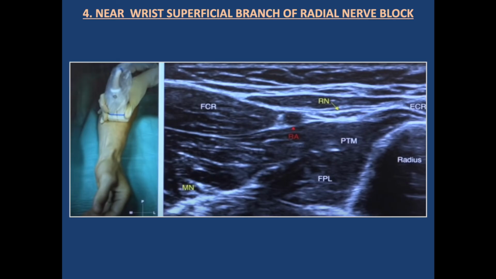The fourth position is near the wrist, and we block the superficial branch of the radial nerve, which supplies the skin of the hand. In this diagram, you can see this can be blocked at 9-10 centimeters above the wrist, where it becomes superficial. You can see the flattened radial nerve near the radial artery, or we can say lateral to the radial artery, between the bone and the radial artery.